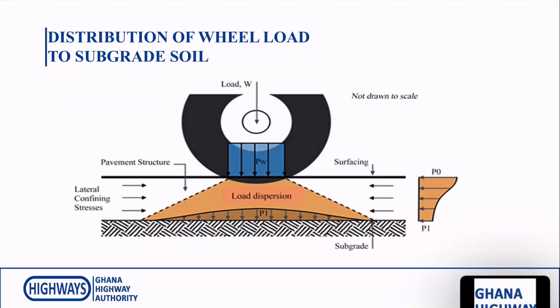Now, if you look at this slide, you will see that there is a lot of pressure from the tire on the surface. And as it goes down, it is dispersed over a wide area. So by the time it reaches the subgrade, the effect of the load is reduced dramatically, to the bare minimum.